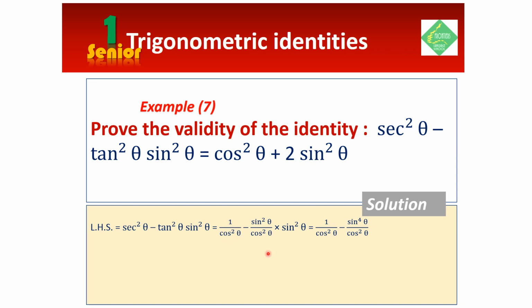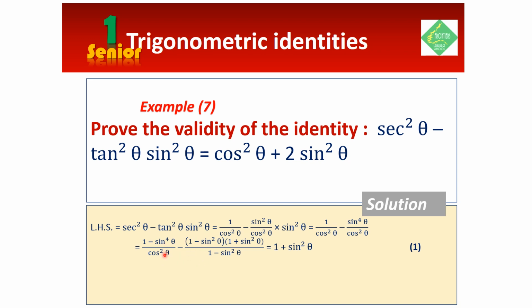Yes, this will remain as it is, 1 over cosine square minus, and when you multiply sine square by sine square, you will add the power, it will be sine power 4 theta over cosine square theta. I see common denominator, so yes, I will add. It will be 1 plus negative sine 4 theta as the numerator over cosine square theta. And I see a difference between perfect squares. So it will be 1 minus sine square times 1 plus sine square over cosine square will be replaced by what?